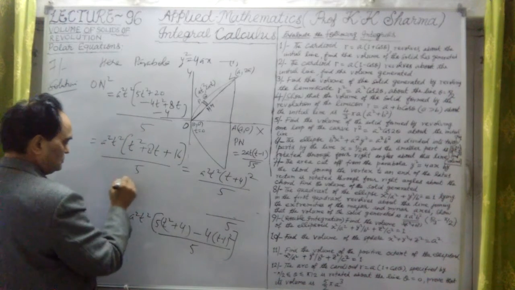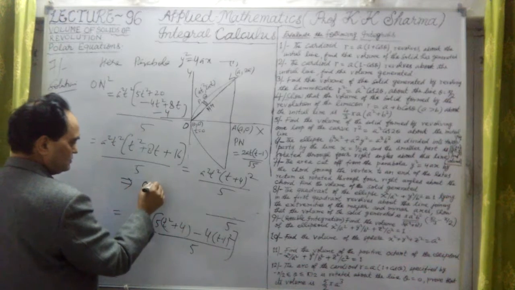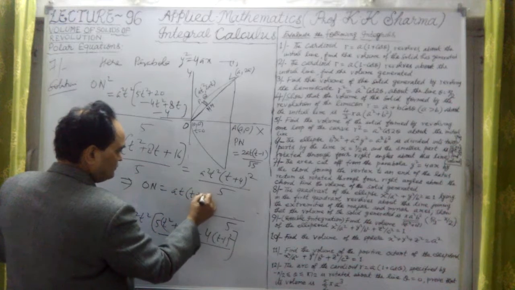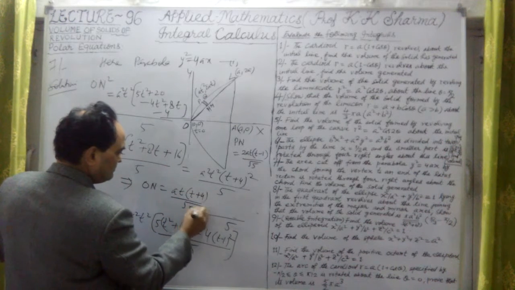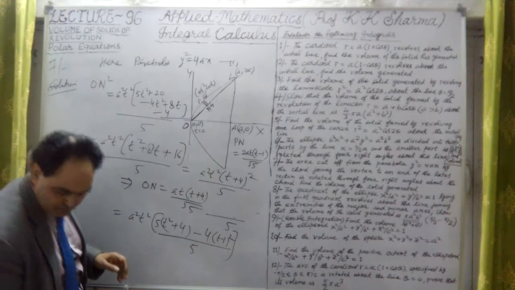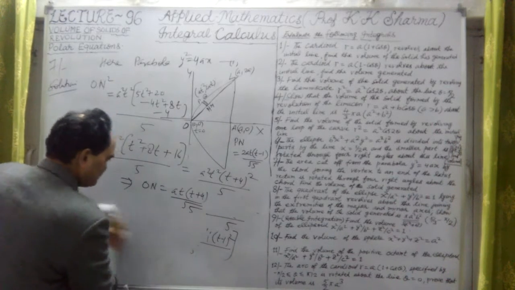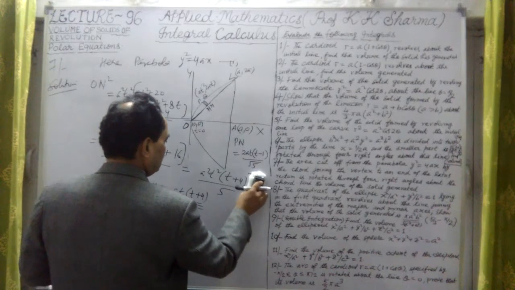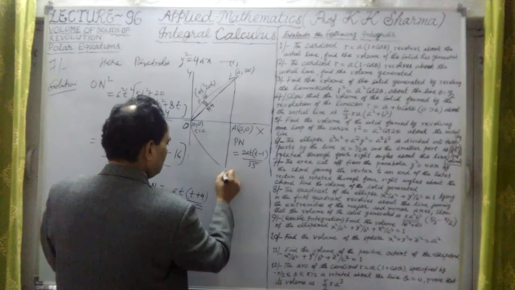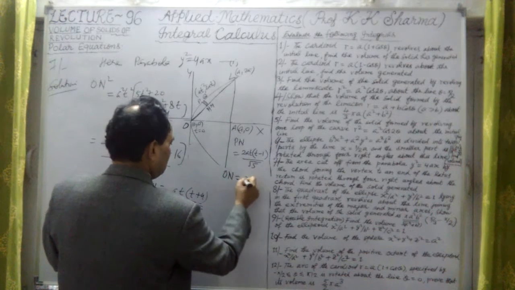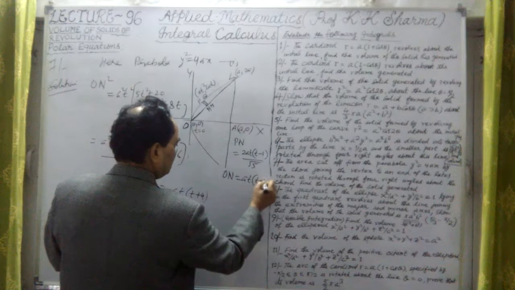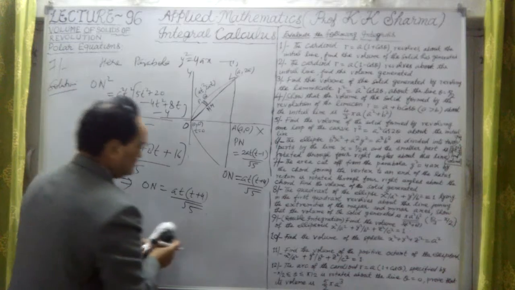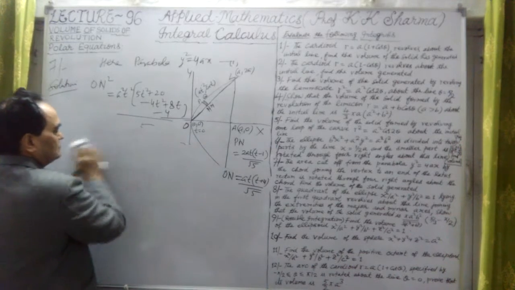So ON is equal to, this implies that ON will be the square root of this. That means 8a into t plus 4 divided by under root 5. This is the value of ON. So now this is the value of ON here. So PN and ON we have calculated here. So let me write this ON. ON is 8a into t plus 4 divided by under root 5. This is the value of ON.